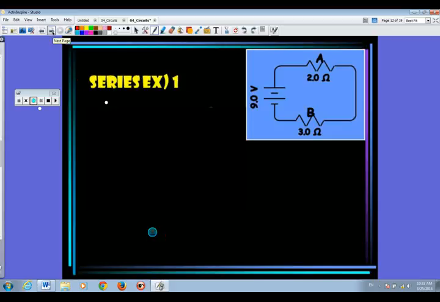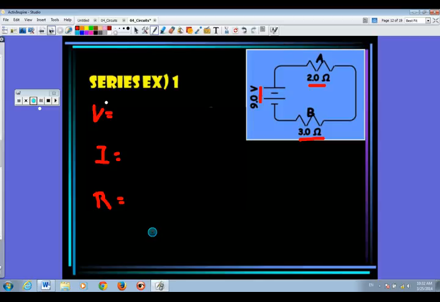Here's an example. And again, the thing that we want to be able to do is describe each circuit: what's the voltage, what's the current, what's the resistance. Well, here's my voltage right here. I got a 9-volt battery. I got 2 resistors. Things you got to think about: what's my voltage? What's my current? What's my resistance? Well, you can do the resistance easy.